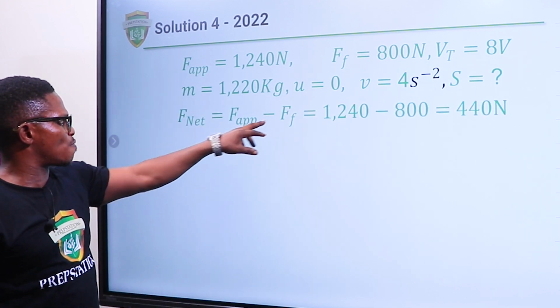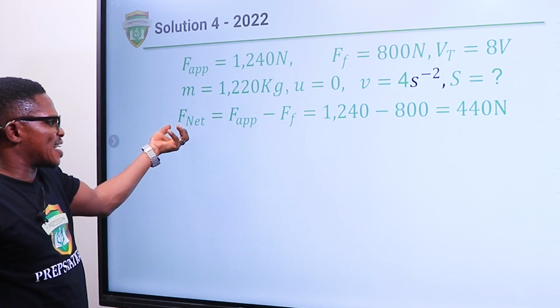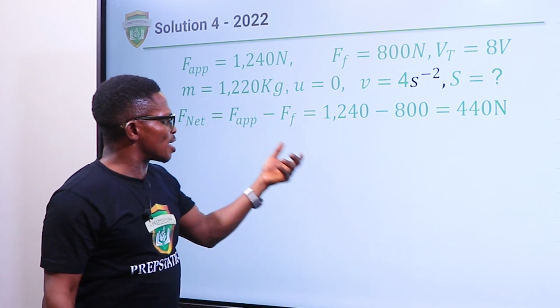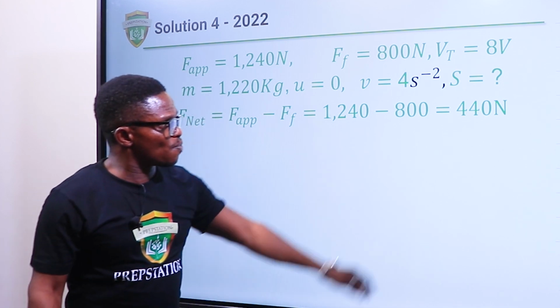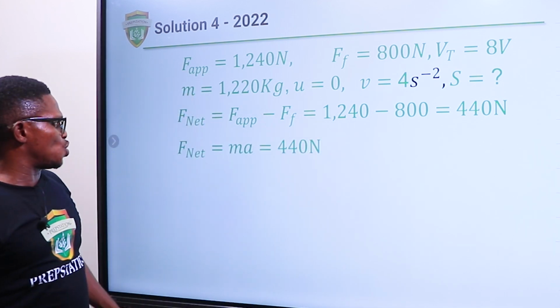Net force equals F up minus this. Why are we doing this? We want to find the effective force. So subtract this to get the effective force. The effective force is 440 Newton.